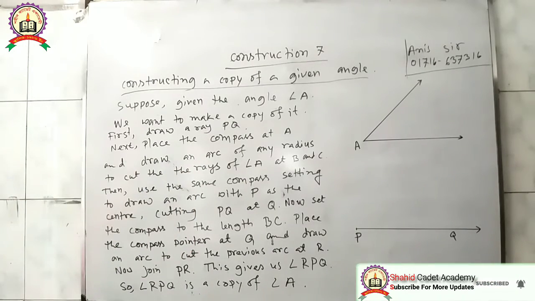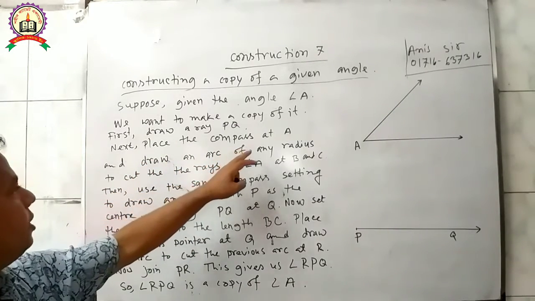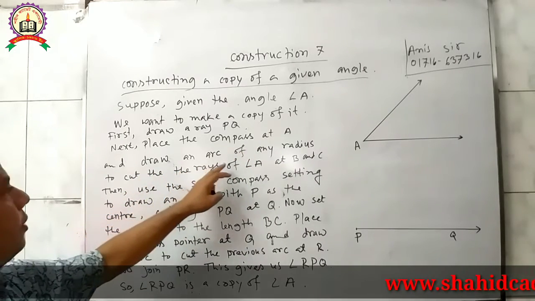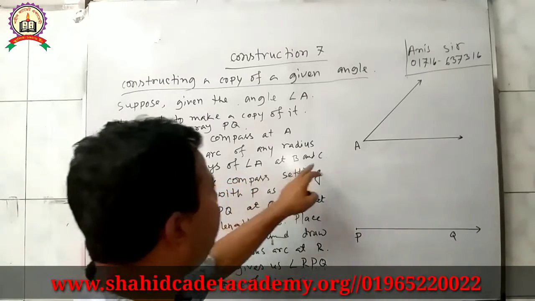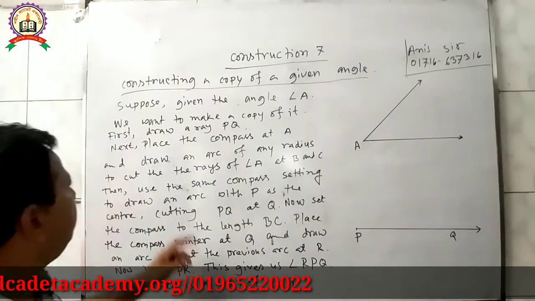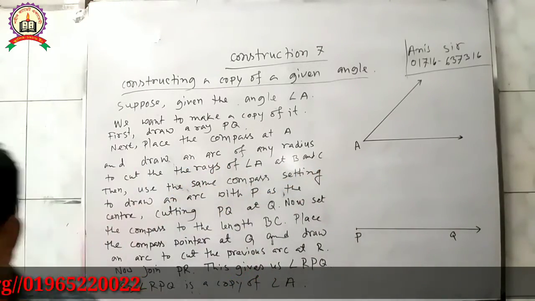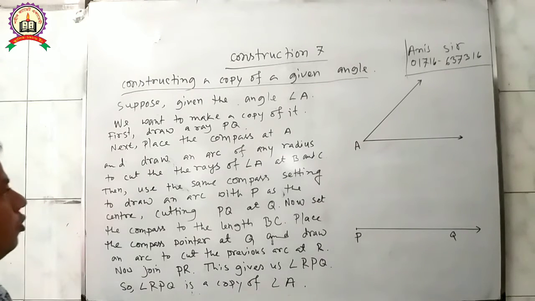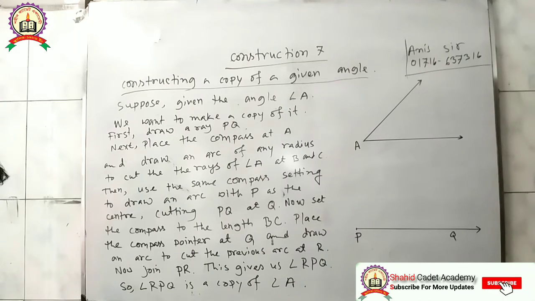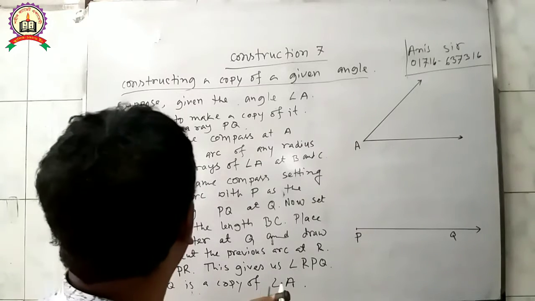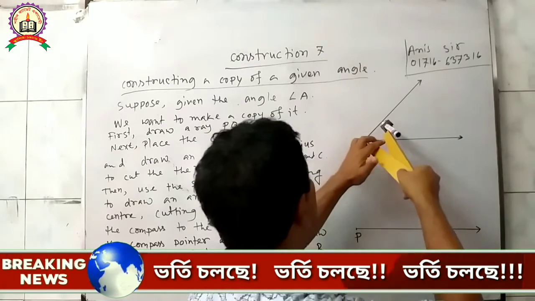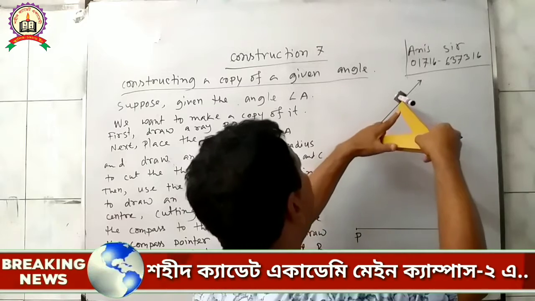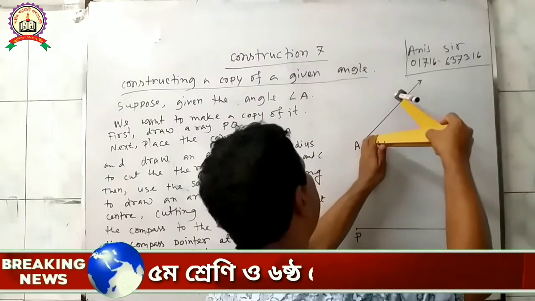Next, place the compass at A and draw an arc of any radius to cut the rays of angle A at B and C. Now, place the compass at A. Now we want to draw an arc, taking any radius.